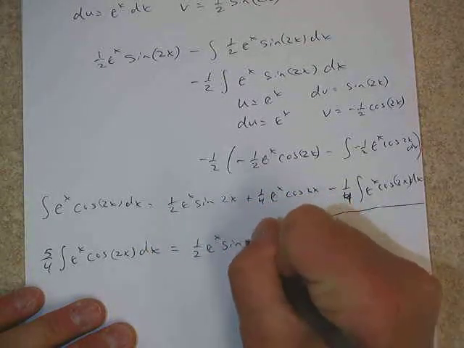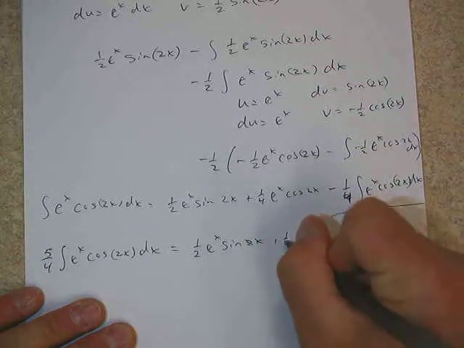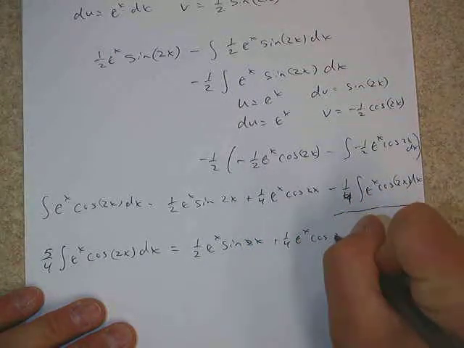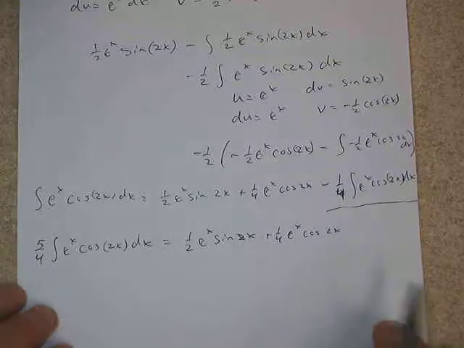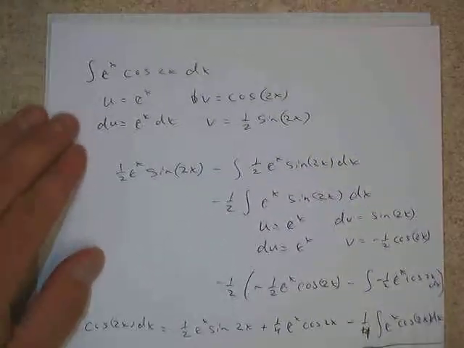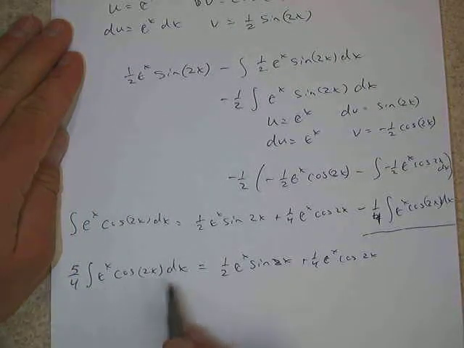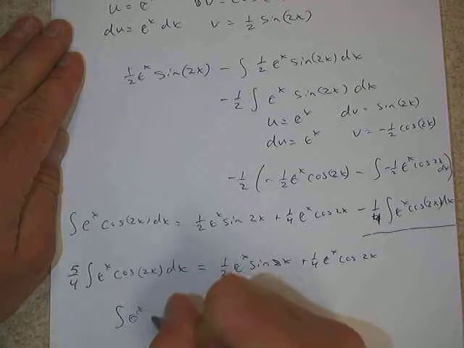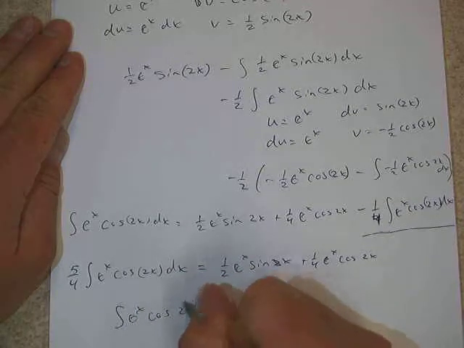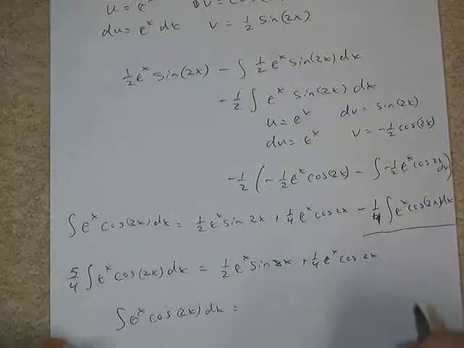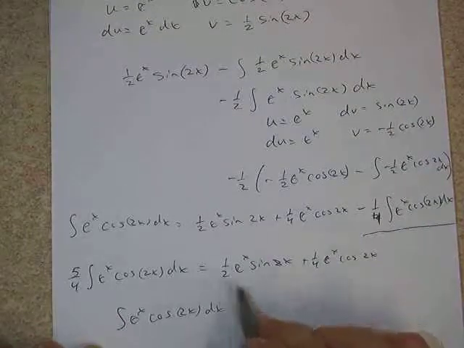Notice they're the exact same integral. So if they're the exact same integral, then they are like terms. If we have one of them over here and we have 1/4 that we're going to add, we're going to have 5/4 times that equals 1/2 e to the x sine 2x plus 1/4 e to the x cosine 2x. Now, we might say, well, how does that do us any good? Well, remember what we were setting out to find is the answer to this. Well, isn't that right here?